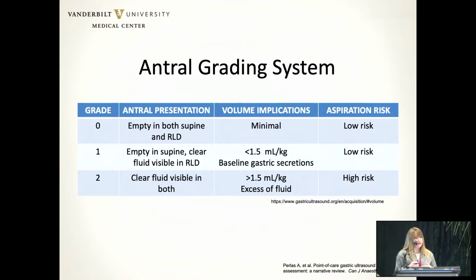And then if you see fluid in both positions, this means that there may be more than 100 mLs of fluid, and that can be, as we talked about, greater than 1.5 mLs per kilo, which is an excessive amount of fluid. So you may want to treat that person as a full stomach. They have more fluid and gastric contents in there than baseline secretions.